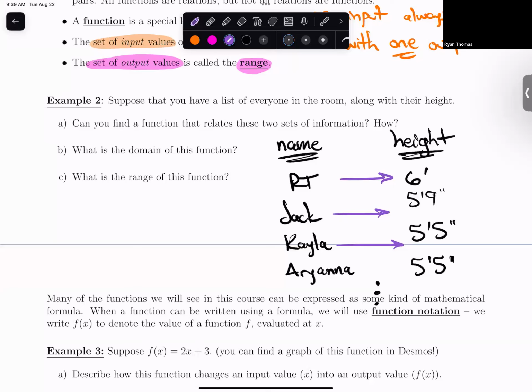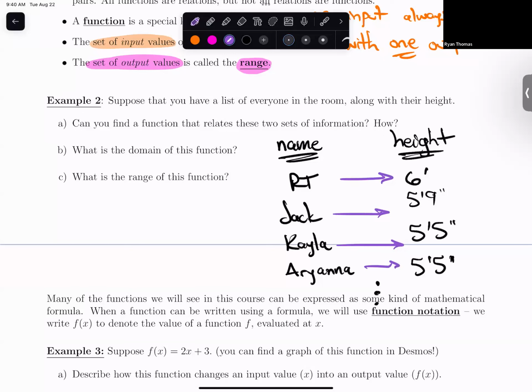That's not a function. The thing that we have right now is a function, even though two people have the same height. We don't care about that. What we care about is one person having two heights, and that's weird. That doesn't make sense, right? That can't happen. So since it can't happen, if I set it up that way, then it's a function.